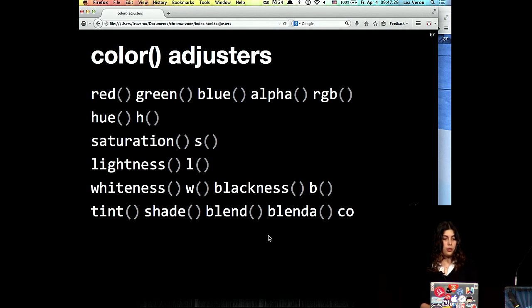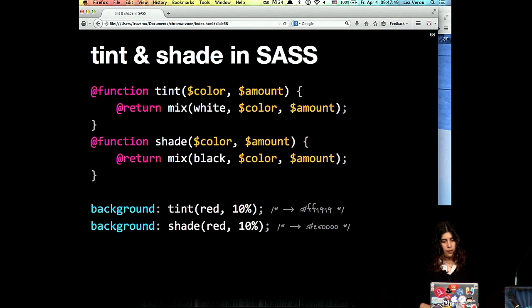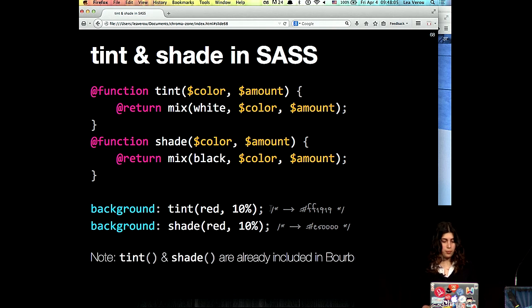And we don't just get these 3 adjusters. We get all these. We can adjust the red, green, and blue channels, the hue, saturation, and lightness, the whiteness and blackness, the tint, shade, and blend I already showed you. There's even a contrast adjuster that automatically makes sure that you get a color with sufficient contrast. And you can already have tint and shade in SASS, by just defining them, and then you can use them like this, which is a slightly better syntax, actually, but it's not the same that's eventually making it into CSS. These functions are already available if you're using Bourbon.